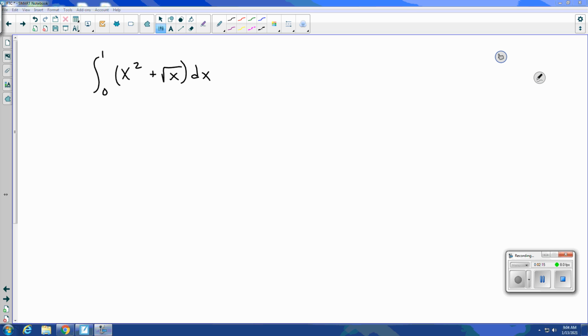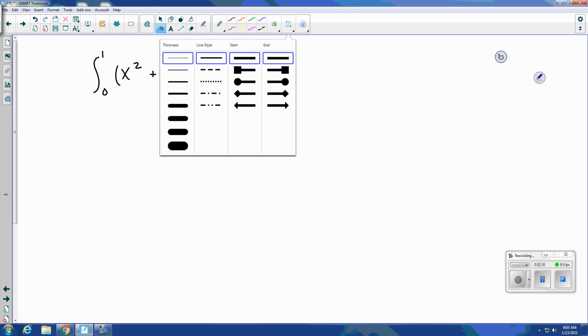All right, first example. We have to integrate from 0 to 1 of x squared plus square root of x dx. We know that this is going to be determined by calculating the antiderivative of the function within, evaluated at the upper and lower bounds. So we have to determine what the antiderivative of that function inside of the integral would be.